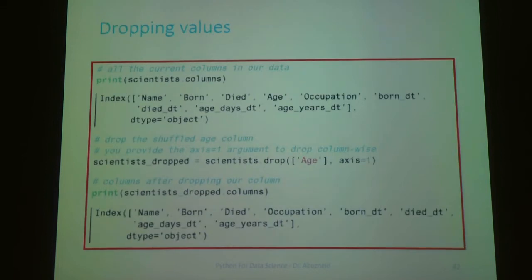Also, you could drop values or numbers. So look in here, print scientist columns. How many columns do we have now? 8. Originally we had name, born, died, age, occupation. Then we added born date time, died date time, and age days date time, and then age years, where we converted the days into years. This is 9, right? So I could, for example, drop any column I want from scientists. If I look at the columns now, there is no age. It was dropped.